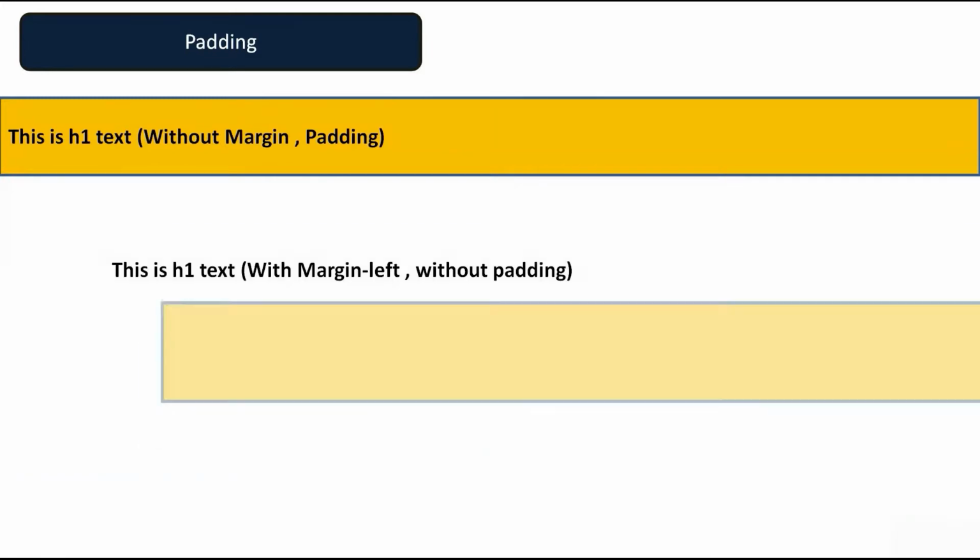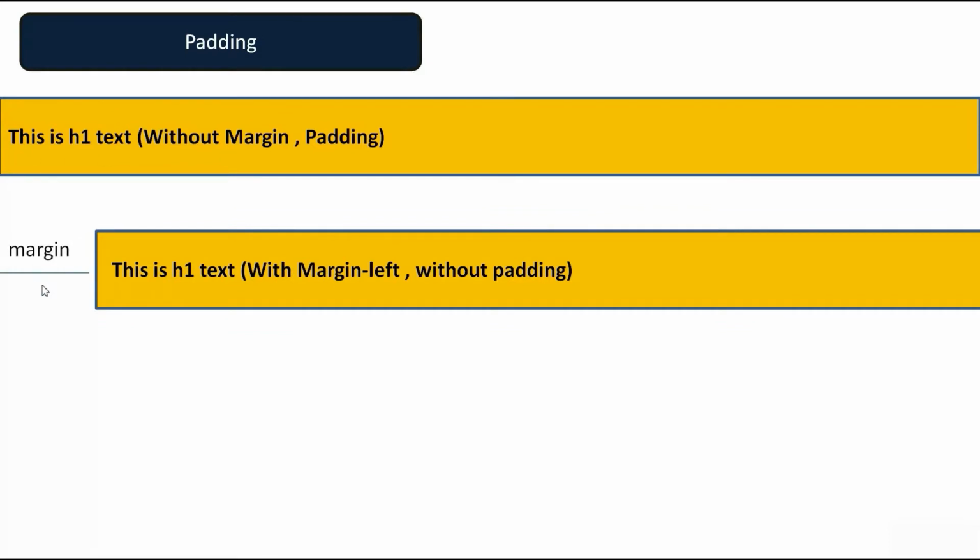Now we will apply some margin to this H1 text at the left side. We have already discussed how to apply margin left. You can see this is the margin. This gap on the left side is called margin. Now this H1 text is with margin left and without padding. There is no padding, but we have some margin left, maybe 100 pixels or 50 pixels, whatever it may be. The text is 50 or 100 pixels away from the left side. That distance, that space, is called margin.